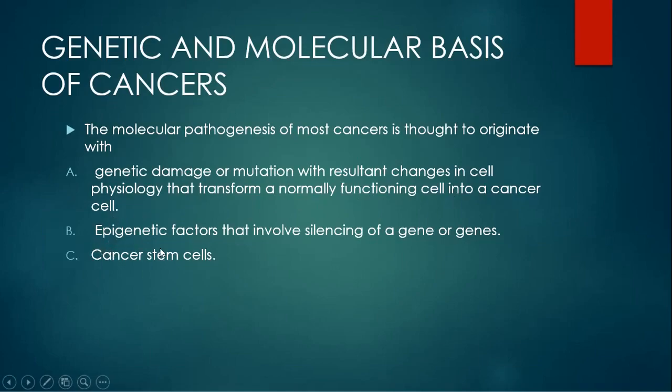Then second is epigenetic factors that involve silencing of a gene or genes. So some epigenetic factors are going to silence, or you can say they're going to stop, a gene or a number of genes. And cancer stem cells. There are some cancer stem cells as well.